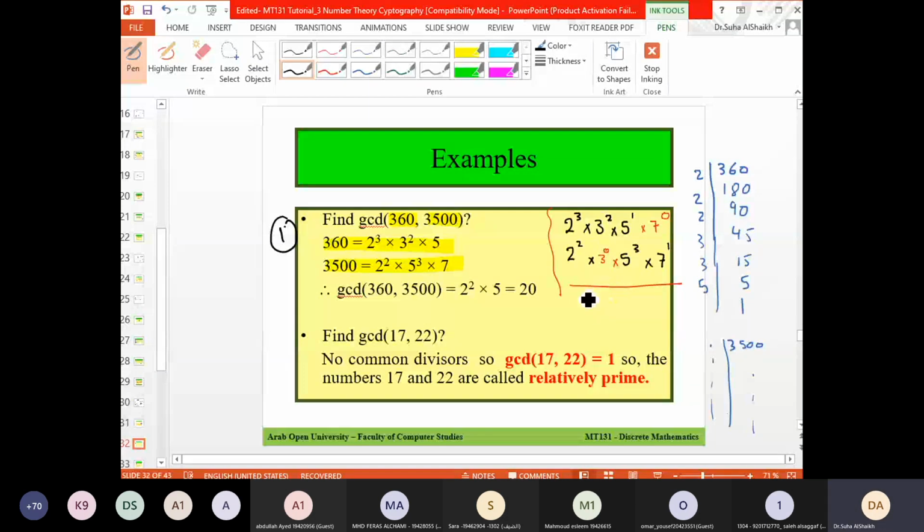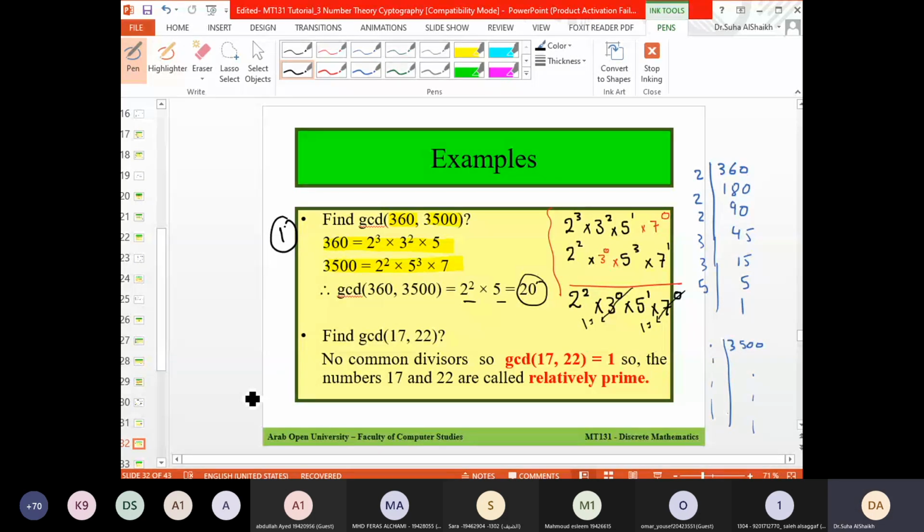So what is the minimum power of the 2 here? It is 2. What's the minimum power of the 3? It's 0. What's the minimum power of the 5? 1. Minimum power of the 7 is 0. So 3 power 0 is 1, and 7 power 0 is 1. So we remain with 2 power 2 and 5 power 1, equal to 20.